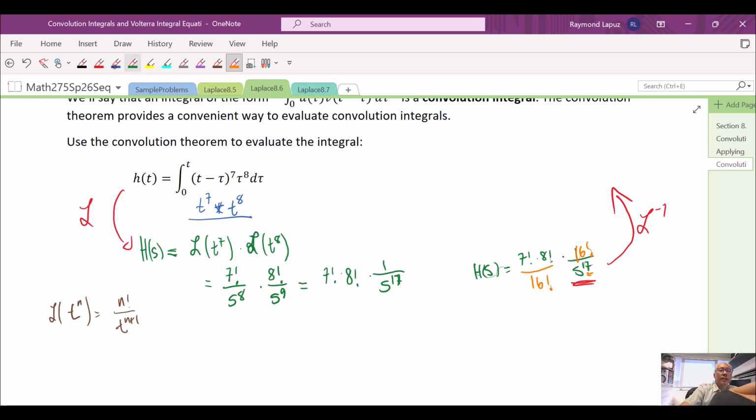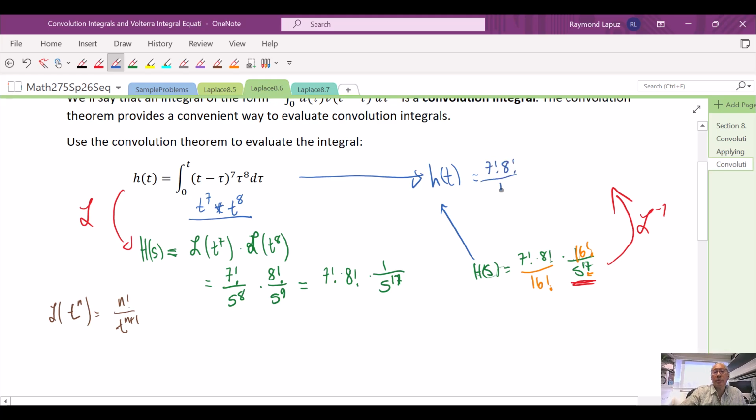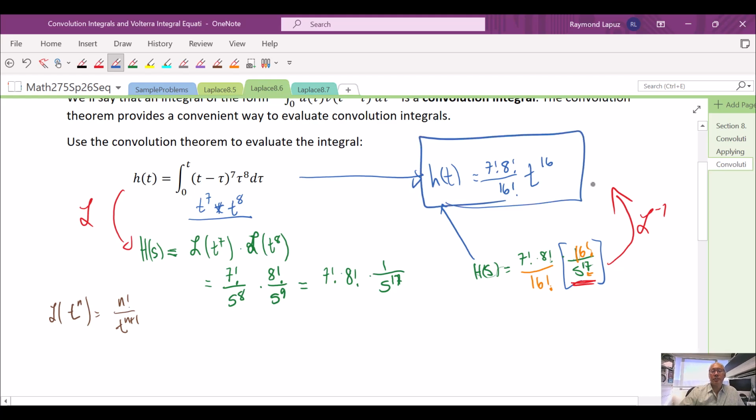So what does that give us? That gives us back now into the real world h of t in our Laplace transform is equal to a constant, 7 factorial times 8 factorial divided by 16 factorial, and then transform this back into t to the 16th power. And then that's it. So this is your solution for this particular problem.